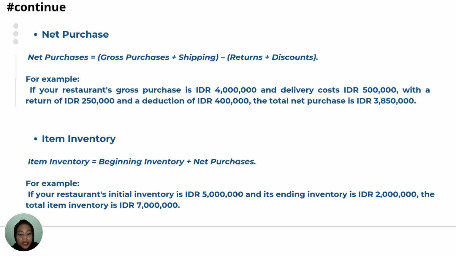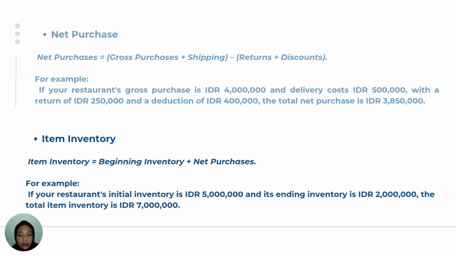After knowing how much net sales are, the next step is to calculate net purchase. You can use the formula and example. Next, calculations are carried out to find out the inventory value of the item. After knowing the ending inventory value and total inventory, the final step is to calculate COGS. You can use one of the following two formulas.